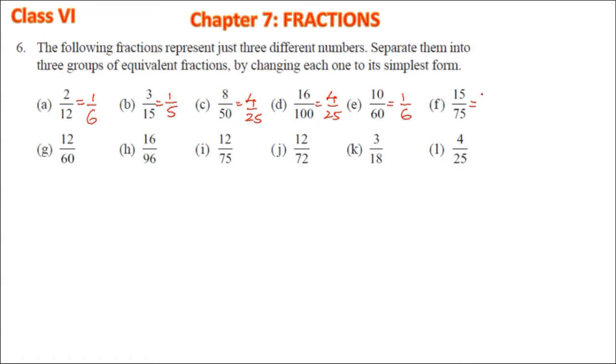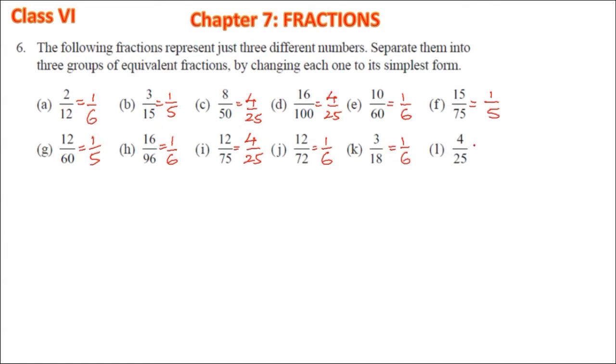5 ones are 5, 5 fives are 25, so we'll be getting 1 by 5. This is also 1 by 5. This particular number is 1 by 6. This one is 3 4 times and 25 3 times. 3 and 3 get cancelled. 4 by 25. This particular number is 1 by 6. This number is also 1 by 6.